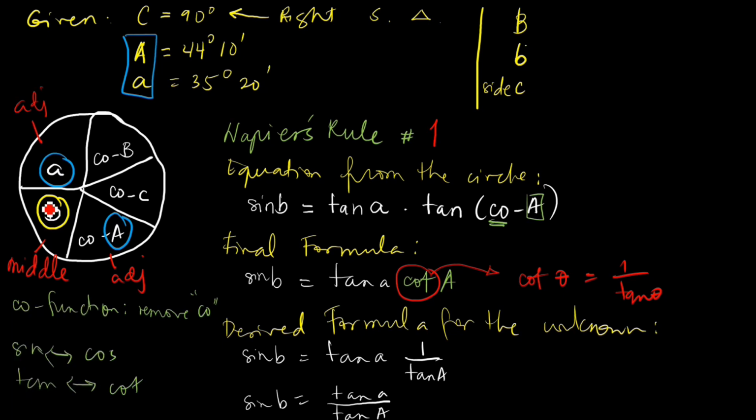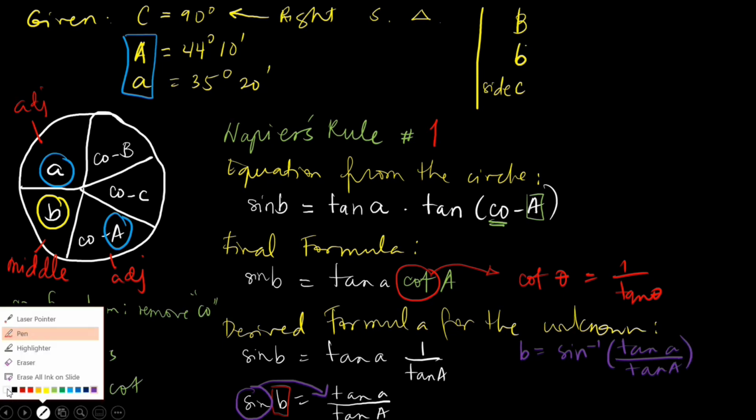So what we need is side B. So this is side B. So we can simply move sine to the other side. Okay, so we have here B equals arc sine, then tangent of side A over tangent of angle A. Then we can already substitute.